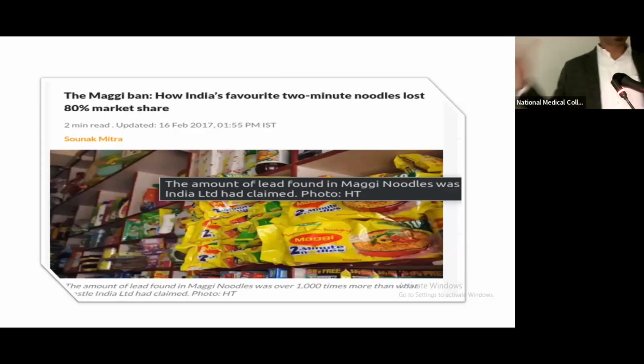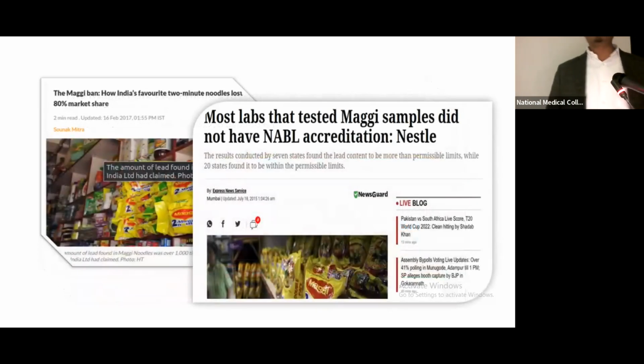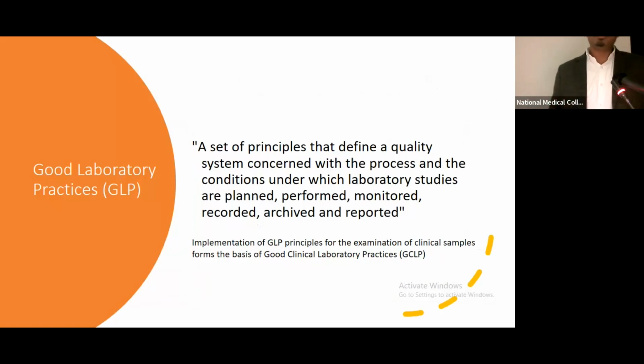But I just want to drive in a fact that a few years ago, Maggie was banned. Tons and tons of Maggie was buried. And it was said that it was containing high amounts of lead. And Nestle, one of the biggest companies in the world, defended it by saying the lab which tested for the lead in these noodles was not accredited. Now, why does a lab need to be accredited? Because when the lab is accredited, it follows good laboratory practice guidelines.